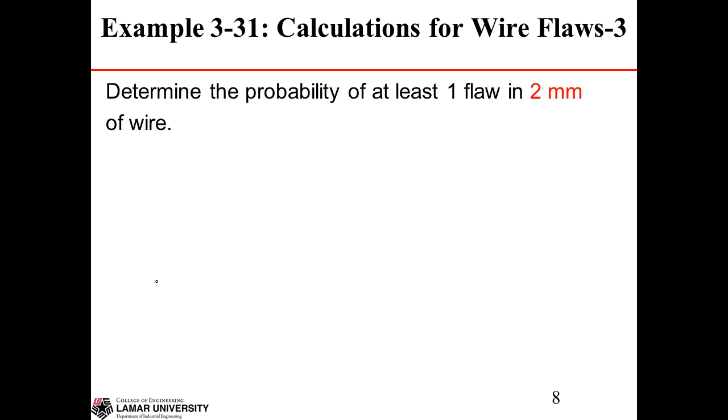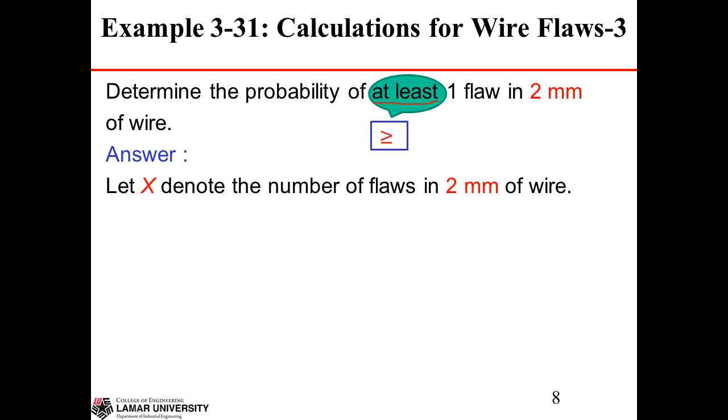Another example, the same problem statement, but we ask the third question: determine the probability of at least 1 flaw in 2 mm. These keywords you should have already seen multiple times. So at least means greater than or equal to 1. To solve this problem, we denote the number of flaws in 2 mm of wire instead. Whatever is specified in the problem statement, you should use that length, time, or space.